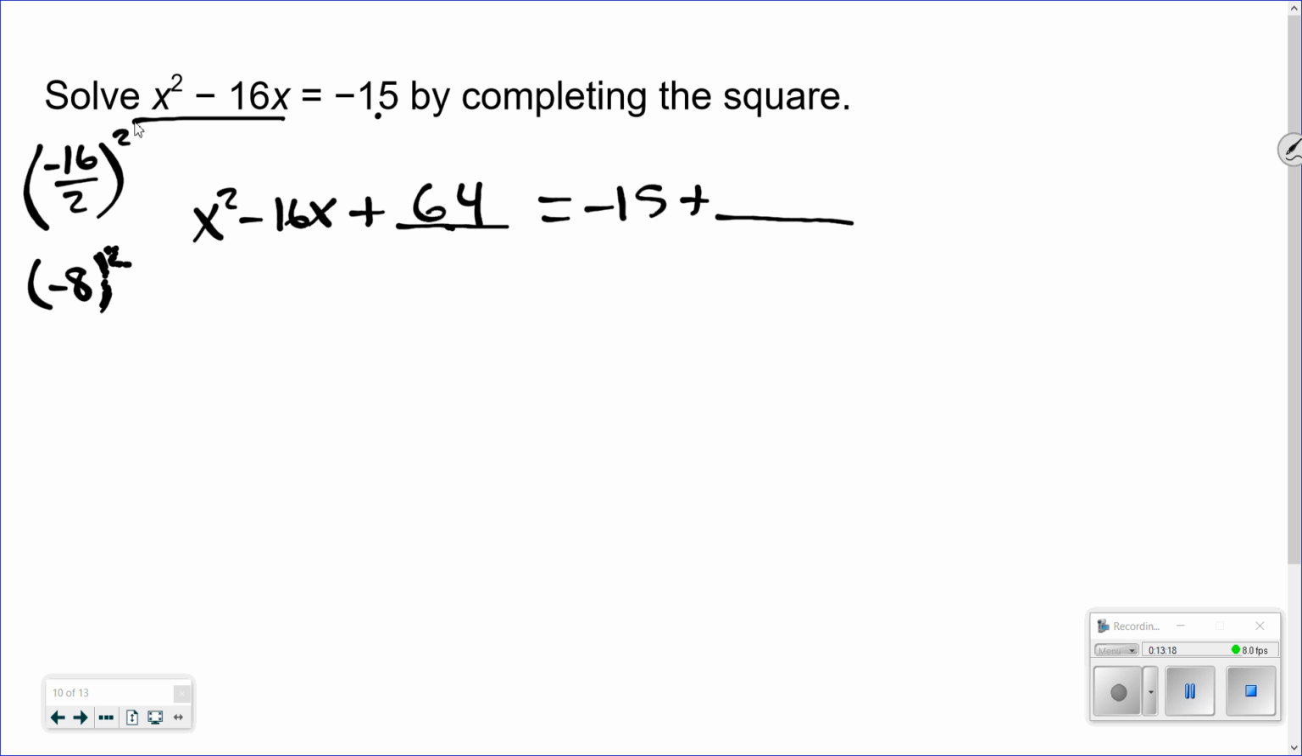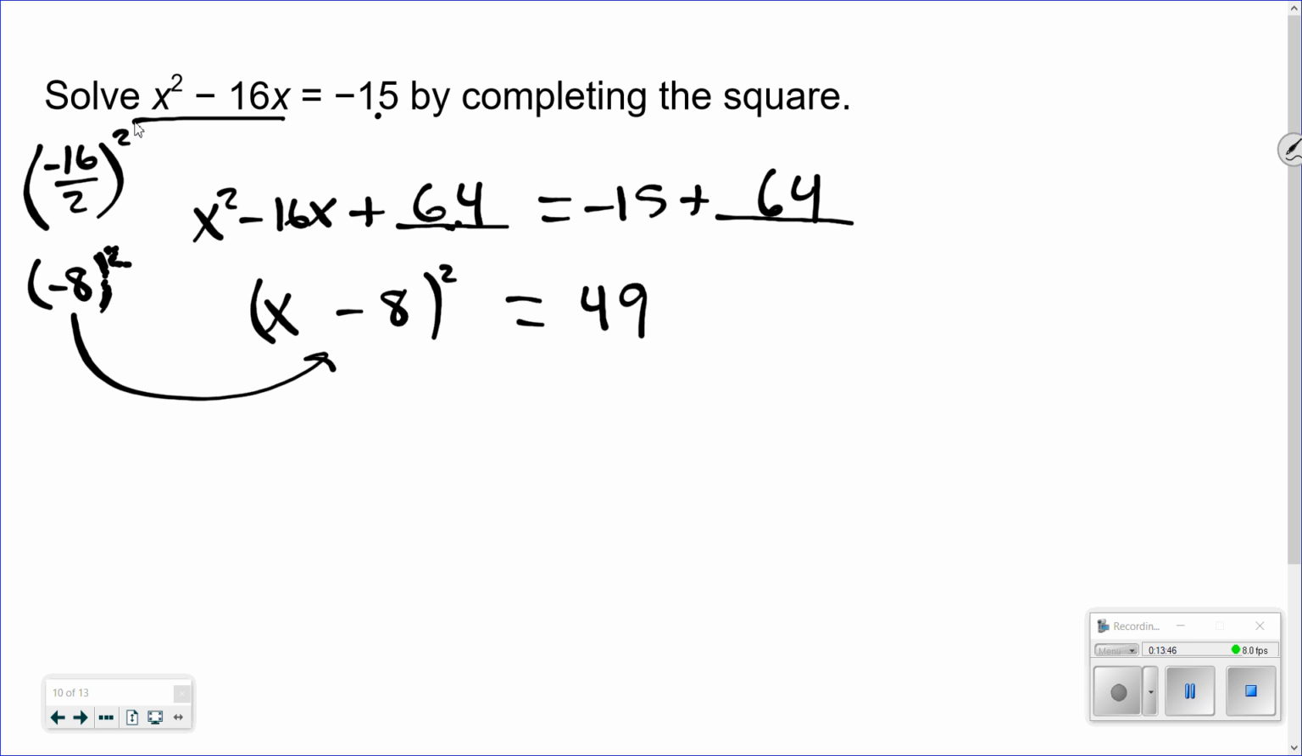If I add it to the left side, add it to the right side. Okay, this part should now be a perfect square. When we added that 64, we forced it to be a perfect square. So now just take, what do I square to get x squared? What do I square to get, oh, and this number right here, right, is what goes right there. So it ends up being x minus 8 squared. Negative 15 plus 64, add those together. I think that comes out to be 49.